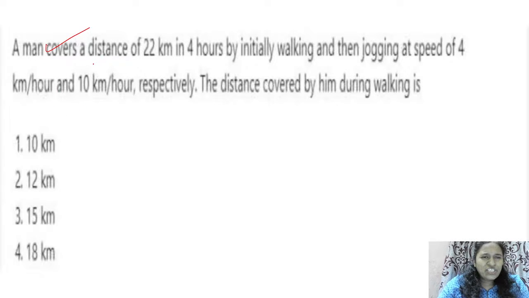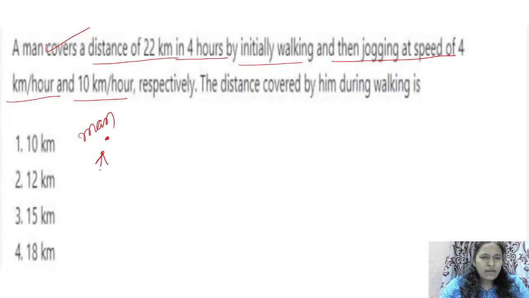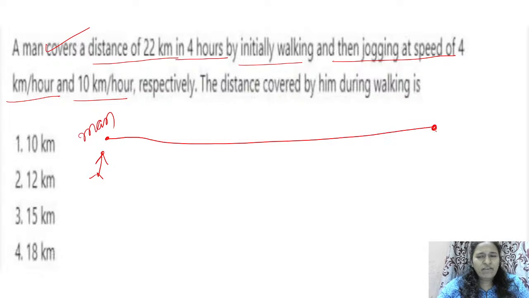A man covers a distance of 22 kilometers in 4 hours, by initially walking and then jogging at a speed of 4 kilometer per hour and 10 kilometer per hour respectively. I will show with a diagram. This is a man. This man covers a distance. Total distance he covered is 22 kilometers. In how much time? 4 hours.